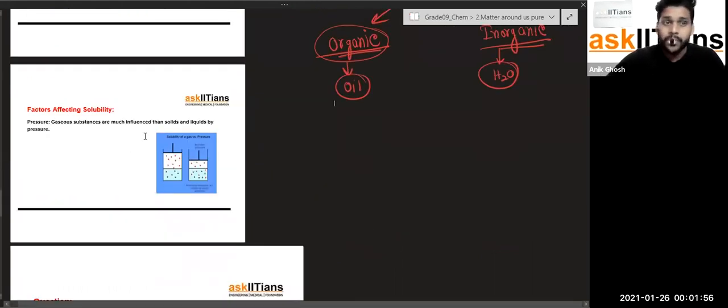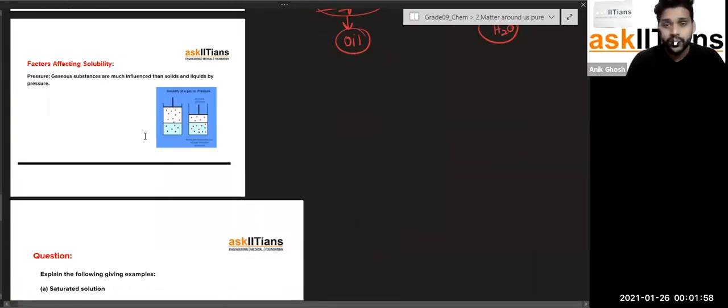Now factors affecting solubility: pressure. So what would happen to pressure? If you just increase pressure, then look at this picture over here. First is when all these particles are over here and you are trying to mix them in solution. Gaseous substances are much more influenced than solids. And so what is happening over here? Just look into this picture. This is water. And just consider this is hydrogen gas.